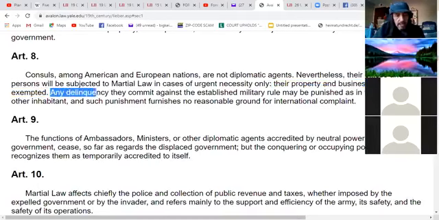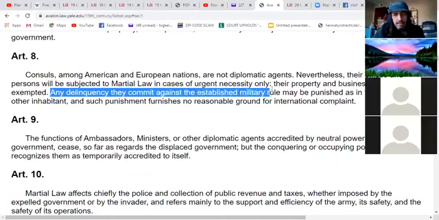Any delinquency they commit against the established military rule. Go ahead. Hello? All right. Anyway.